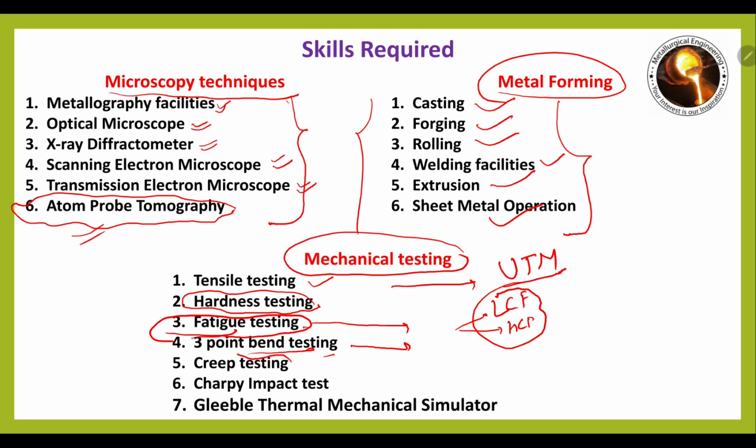Now the fifth one is creep testing. Creep testing is generally used for high temperature materials like Inconel, nickel-based superalloy. Then we have the Charpy impact test. It is used to measure the toughness of the material.